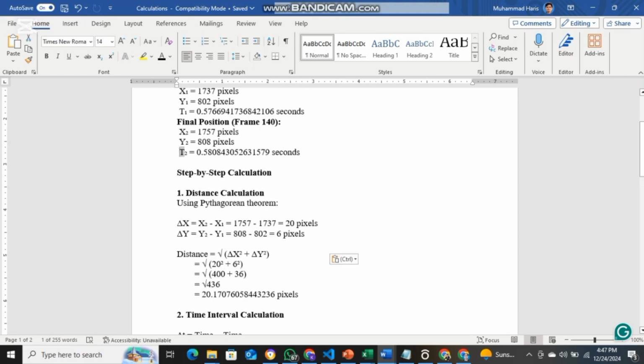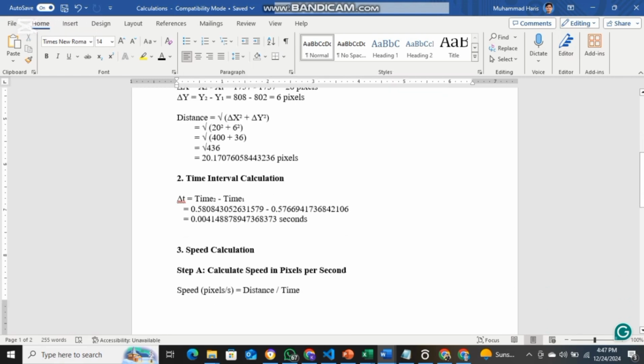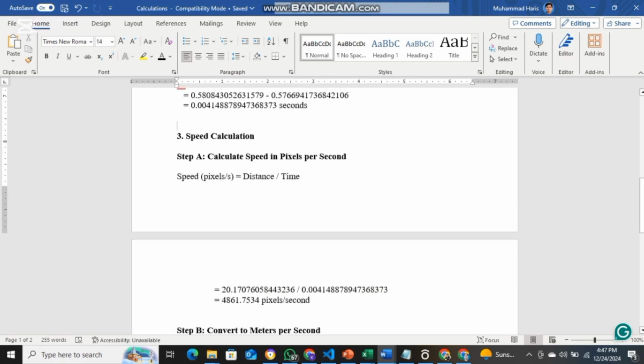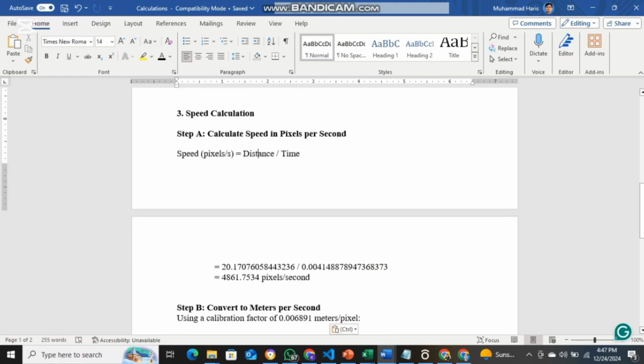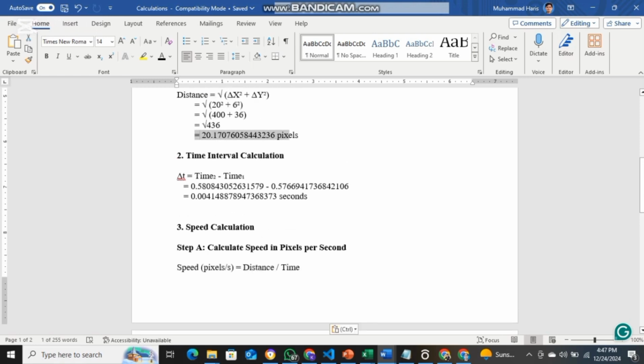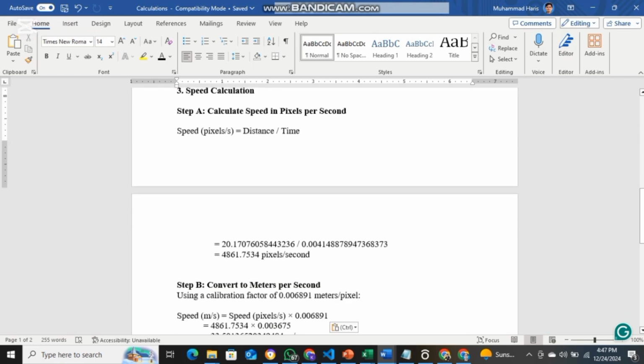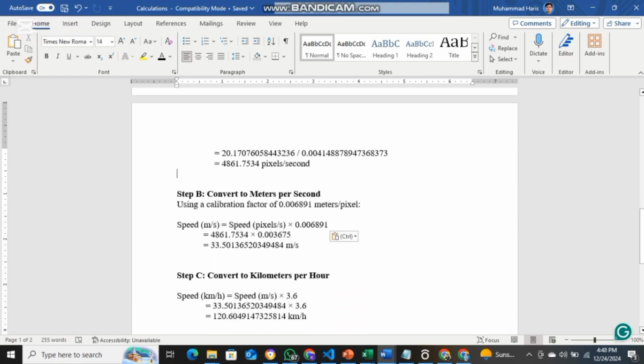Now we have to do the time interval calculation. For that we have to calculate del t, which is time 2 minus time 1. Now we have to calculate speed in pixels per second by using the formula distance divided by time. We have got 4861 pixels per second. For that we convert into meters per second by multiplying by 0.006891.